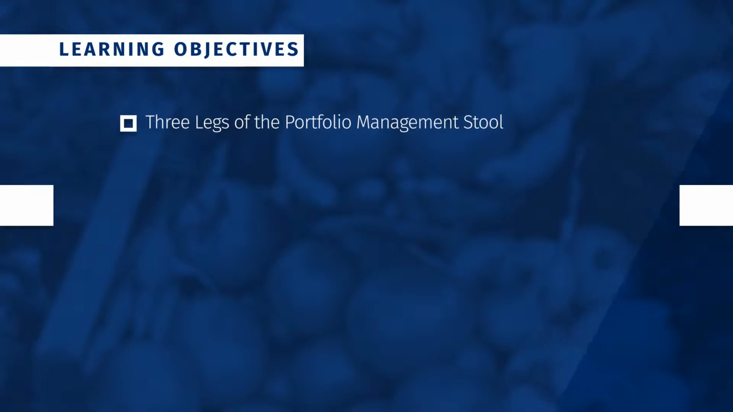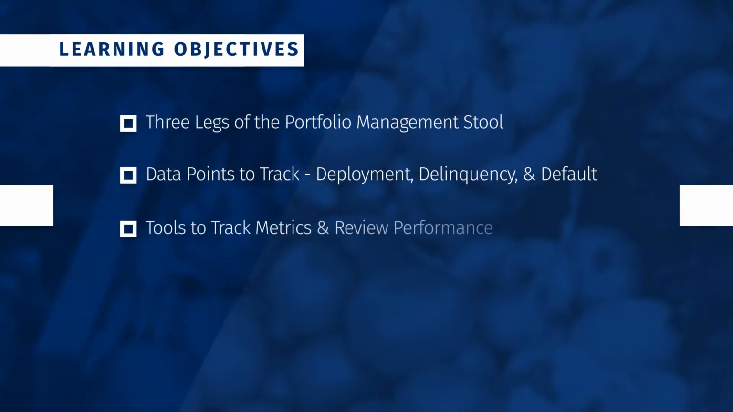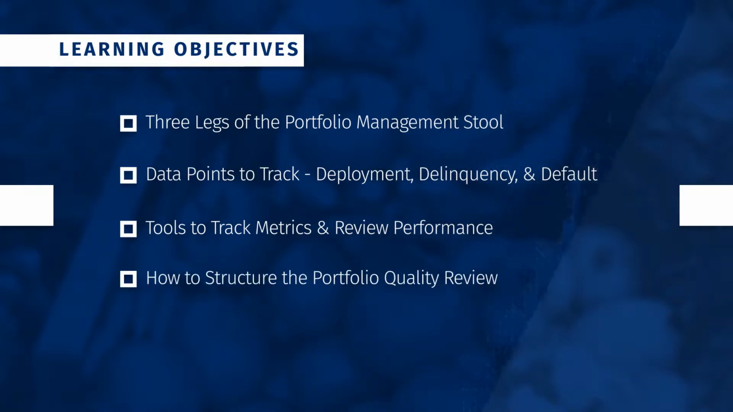In this module of Behind the Mission Loan, you will learn the 3 legs of the portfolio management stool, 3 important data points to track: deployment, delinquency, and default, tools to track metrics and review performance, and how to structure the portfolio quality review.